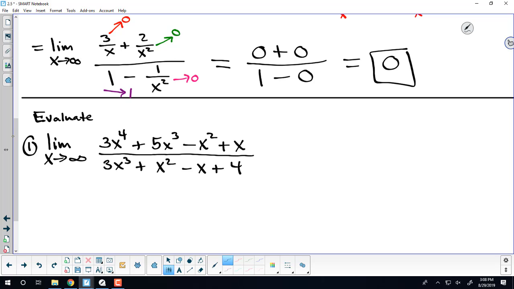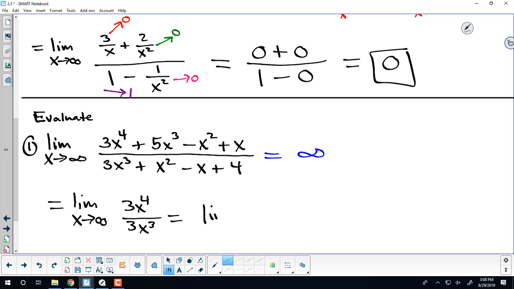So what did y'all get? Infinity. The limit as x approaches infinity is equal to infinity. Does everybody agree with that? So you can do it the hard way or the short way. This is equivalent to the limit as x approaches infinity, and we'll look at just the leading terms, 3x to the fourth over 3x cubed, and then simplify. So that's just the limit as x approaches infinity of x, which is equal to infinity.